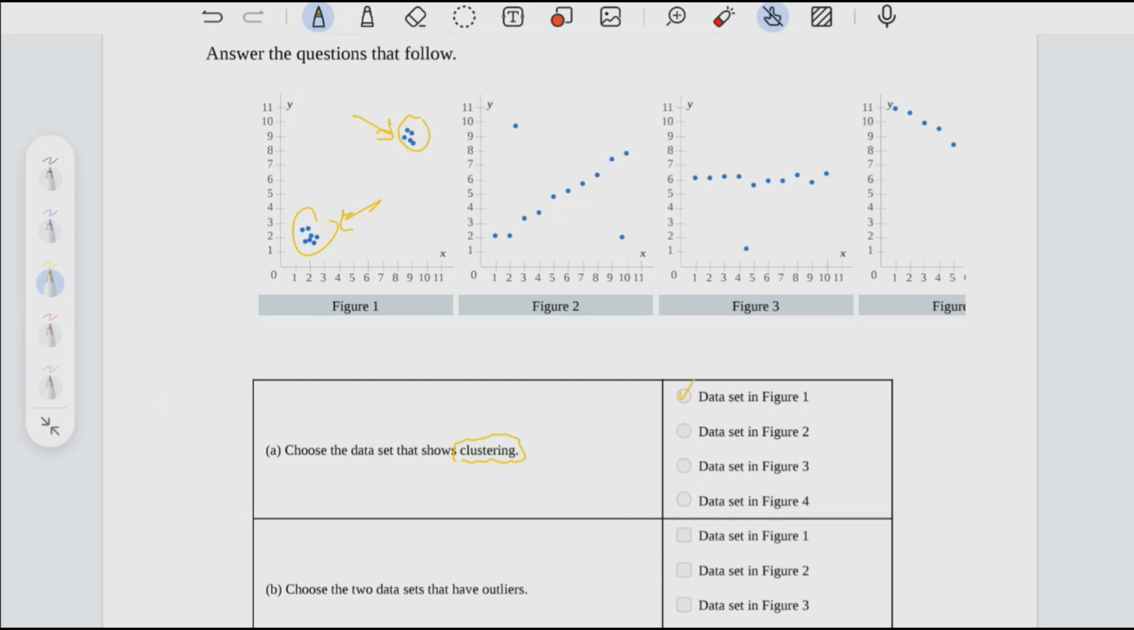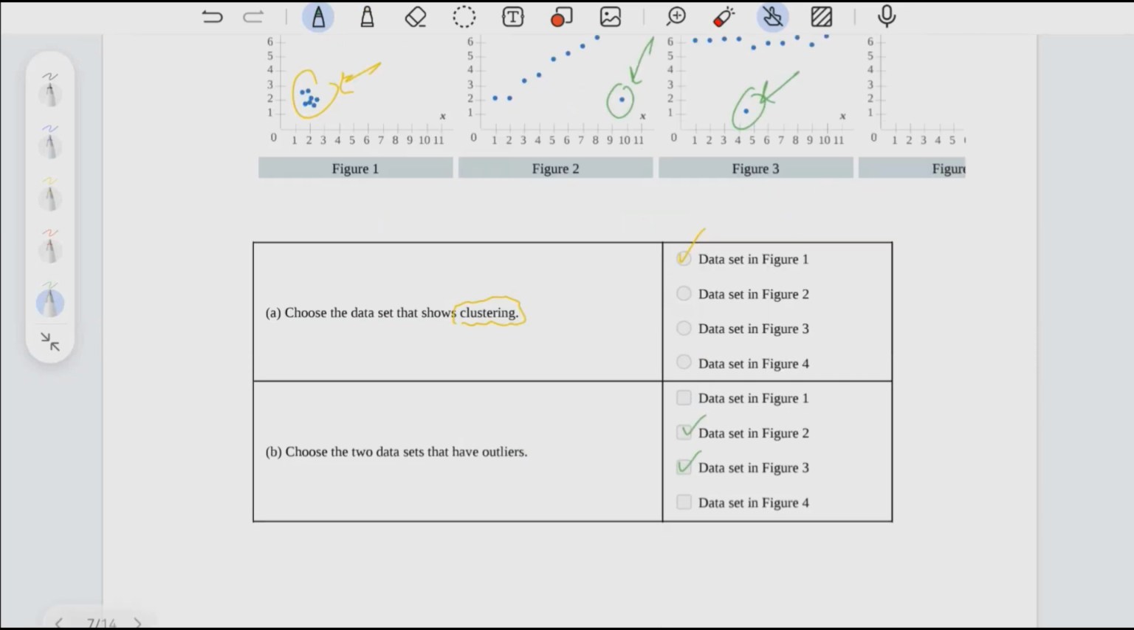Then they ask us for the set of data that shows outliers. Here we have an outlier. Outlier means out of the pattern, a value that is far from the rest of the data. Also for graph number 3, we have an outlier. So the outliers are in graph 2 and in graph 3.